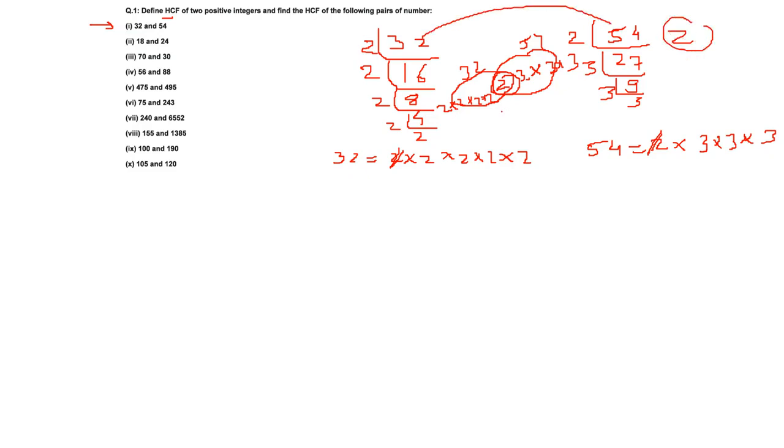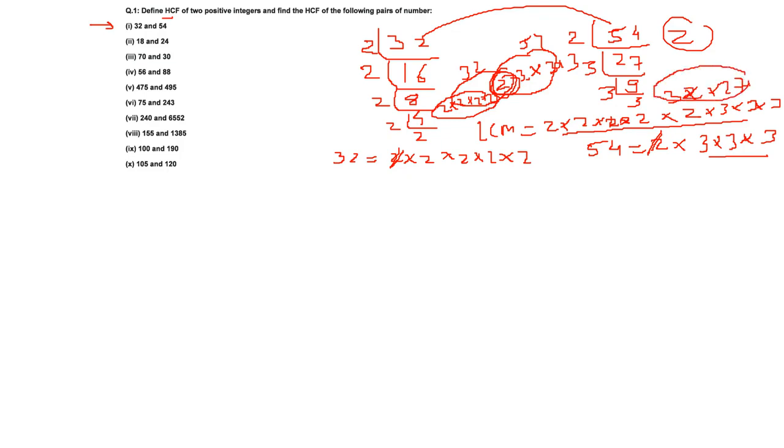And what will be the LCM? LCM will be all these numbers: 2 into 2 into 2 into 2, then the common one, 2, then the leftovers of 54 which were not common, that is 3 into 3 into 3. So you just have to multiply: 32 into 27 is the LCM. And the HCF is 2.